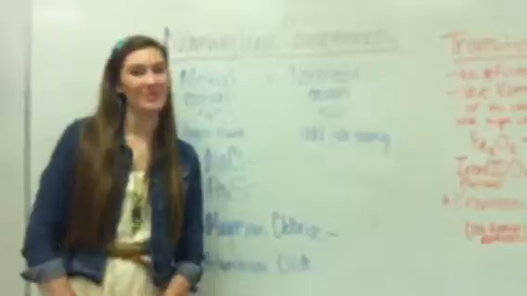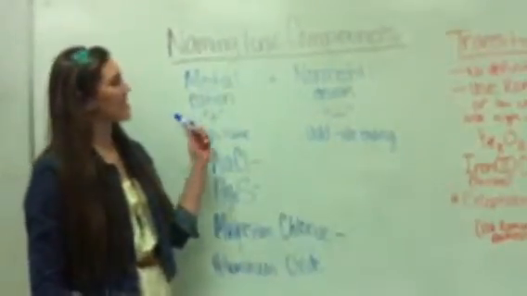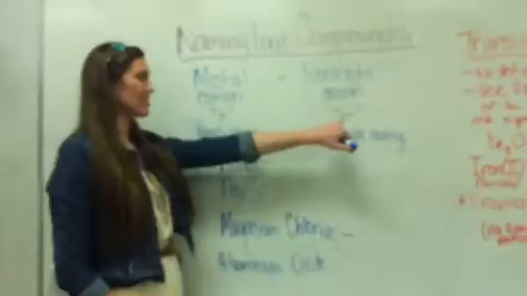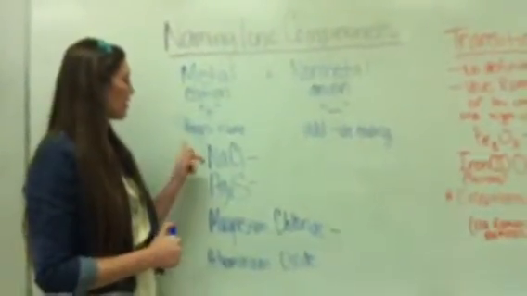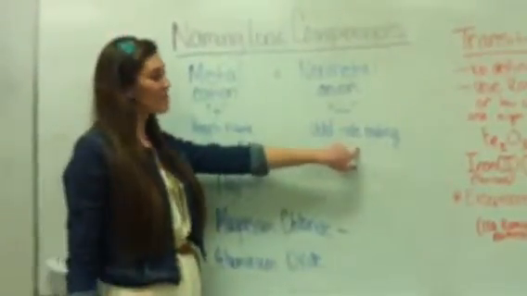I'm Casey, and today we're going to talk about naming ionic compounds. An ionic compound is made up of a metal and a nonmetal. Your metals are your cations, and your nonmetals are your anions. Cations have a positive charge, and anions have a negative charge. Your metals, whenever you're naming them, always keep their name, and on your nonmetals, you're going to drop the last syllable and add your "ide" ending.